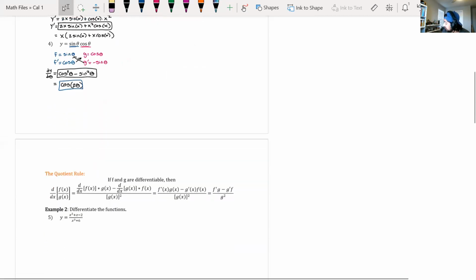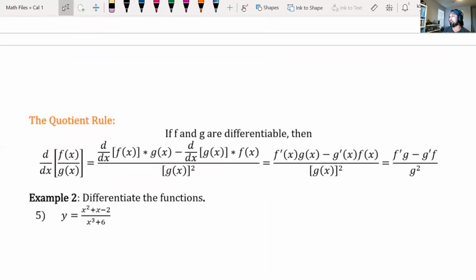Okay. Next is quotient rule. So it's when you're taking the derivative of a quotient. So it has the derivative of f of x over g of x is given by the derivative of f of x times g of x minus the derivative of g of x times f of x over g of x squared. Or to keep it really, really simple, f prime g minus g prime f over g squared.